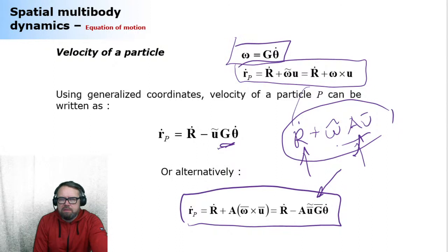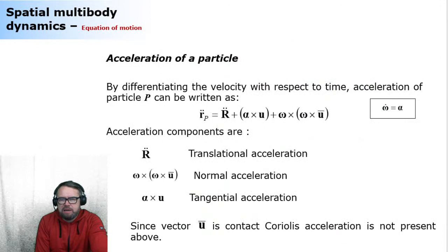Angular velocity, generalized angular velocities can be mapped together by using a vector G. That's what I would like to express here. Okay, so here, this is how the acceleration of a particle looks like.